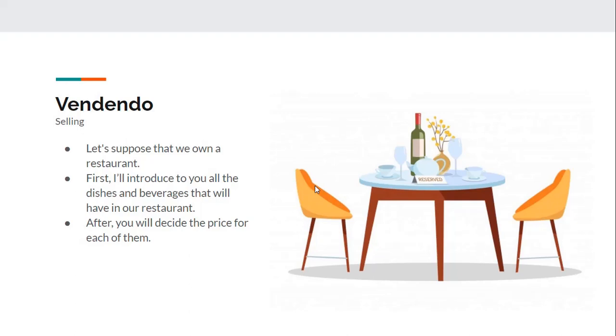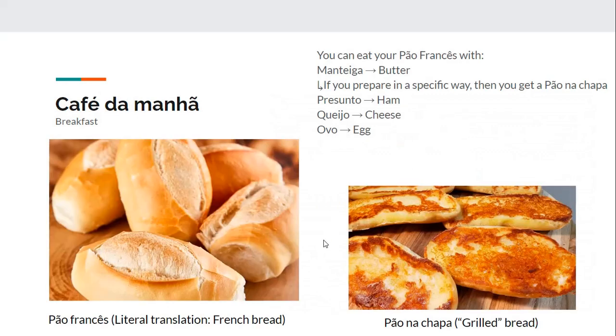Alright, so because we are going to review numbers, Brazilian money, and food, I decided to create a scenario where, let's say that we have a restaurant, and first I will introduce all of the dishes and beverages that we will have in our restaurant, and after we will decide the price for each item. Basically, as you can see here, it's the same slide from our Brazilian food, but I will not be reading and explaining them because we already have a video about it. So for today, I will be only showing you pictures and the name of the dish.